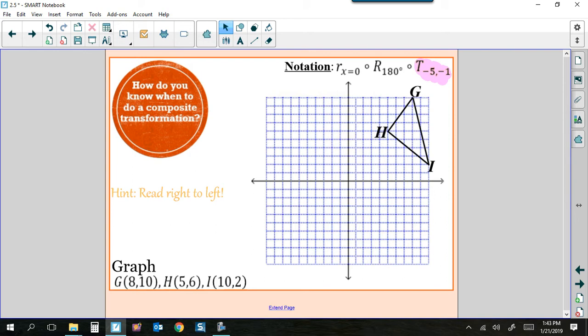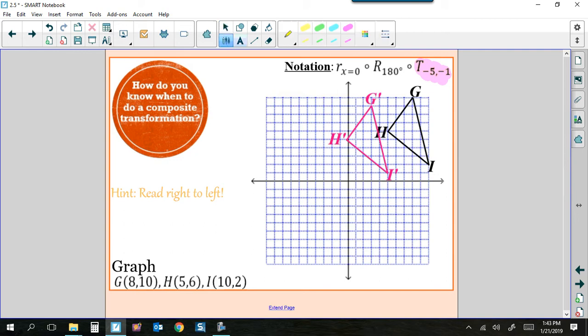Okay, so you should have triangle GHI graphed by now. You should have counted left 1, 2, 3, 4, 5, down 1, giving you triangle G prime, H prime, I prime, located right there, right on the edge of quadrant 1.